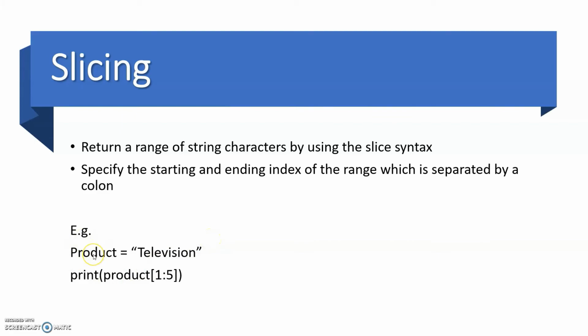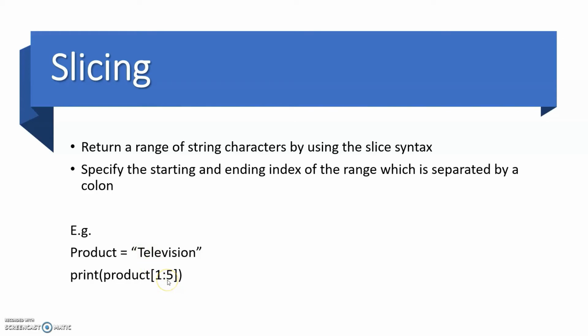Now, let's look at the example here. We have a variable, product, equal to a string, television. And below it, we have the print function, print, bracket, product, square brackets, 1:5. Now, the starting index in this case is 1, and the ending index is 5, separated by a colon. Remember, since we start counting from 0 in Python, we're actually not taking the first character, we're taking the second character of our string, which is E.